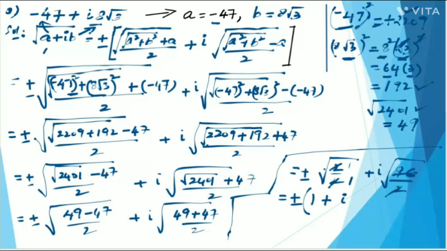2 ones are 2, 2 fours are 8, 2 eights are 16. I am left with 48. Under root 48 I can write it as 16 into root 3, 16 threes is 48. Why am I doing this? So that I can take out the root of 16, plus i, root of 16 is 4. 4 root 3. This is the answer.